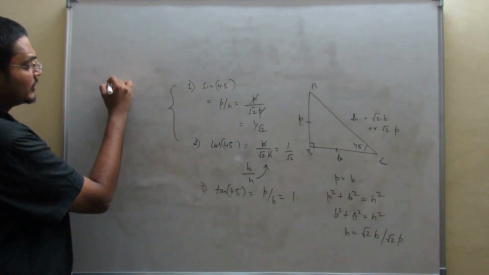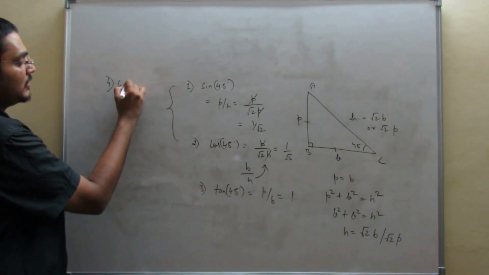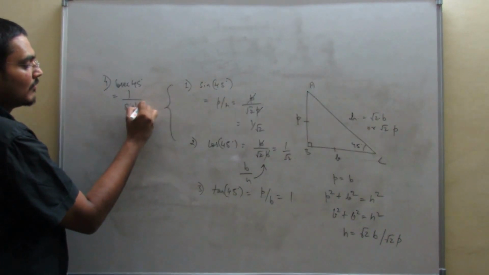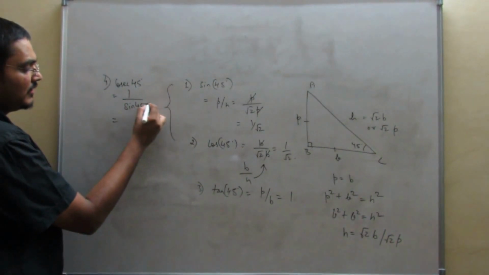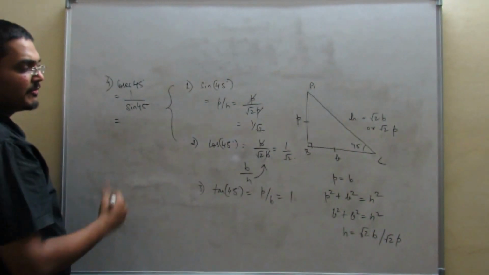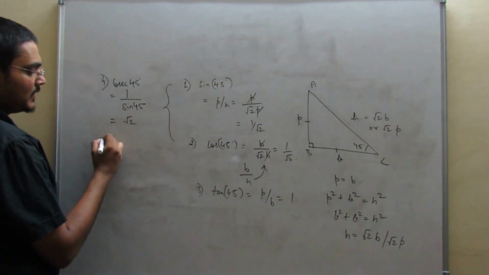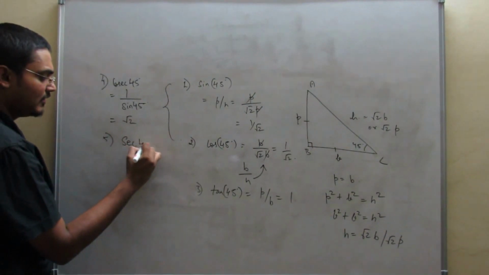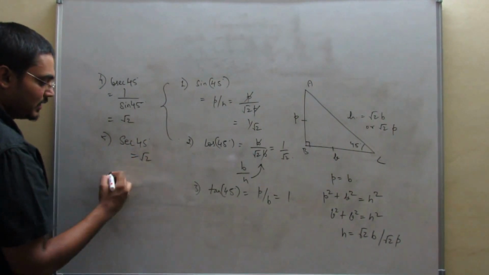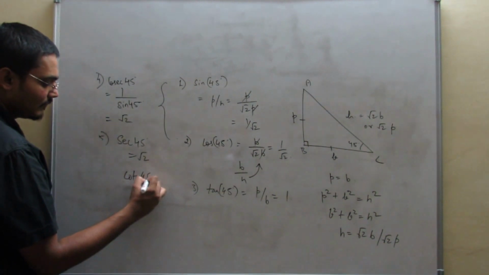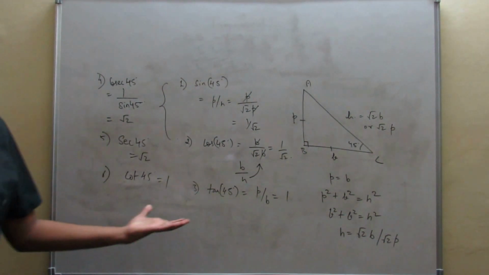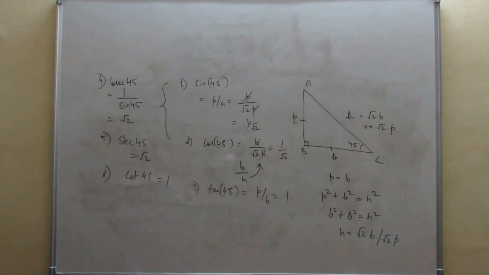If I talk about the fourth ratio, cosec 45, so this would be 1 upon sin 45. What is sin 45? 1 by root 2, I get root 2. Similarly, our fifth, sec 45, I get root 2. Cot 45, I get 1. So these are some basic 45 degree ratios.